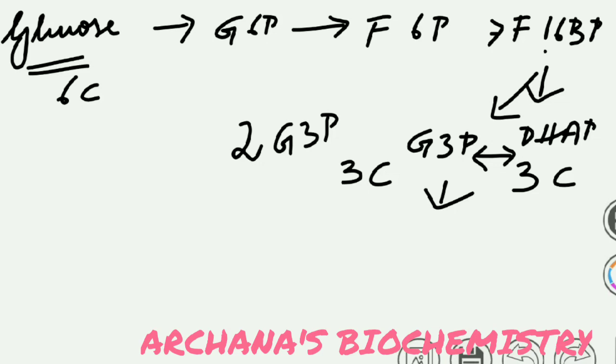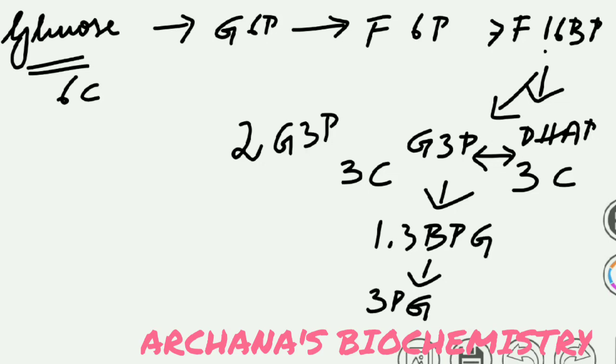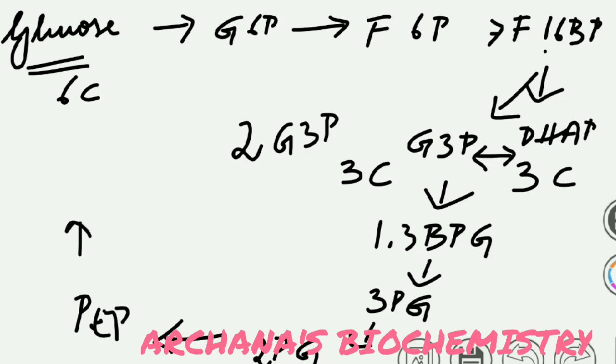Now this is converted to 1,3-bisphosphoglycerate, which is converted to 3-phosphoglycerate, which is converted to 2-phosphoglycerate, phosphoenol pyruvate, and finally pyruvate. Okay.